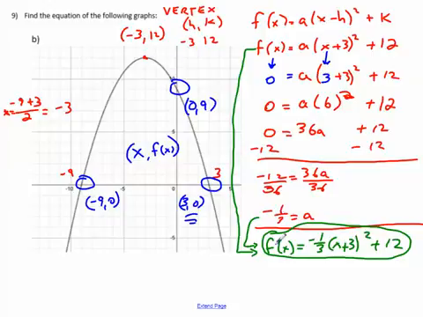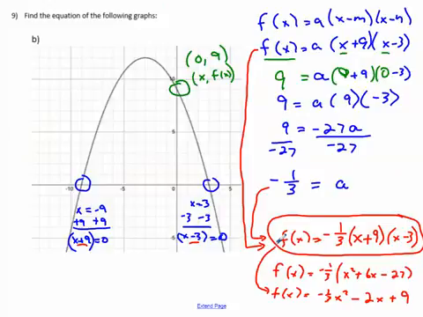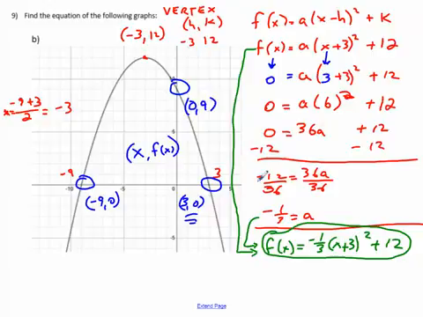Just for fun, back here I got f of x equals negative 1/3 times x plus 9 times x minus 3 from using my factors in blue and green. I got to here, and I rewrote, instead of my factored form, I wrote it out in general form. And I'm going to compare this general form to the equation that I got here, and I'm going to have to convert this into general form. So let's just do that.